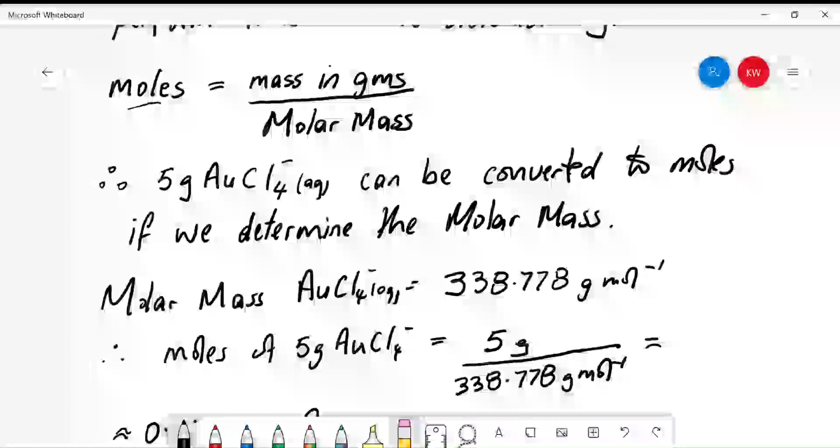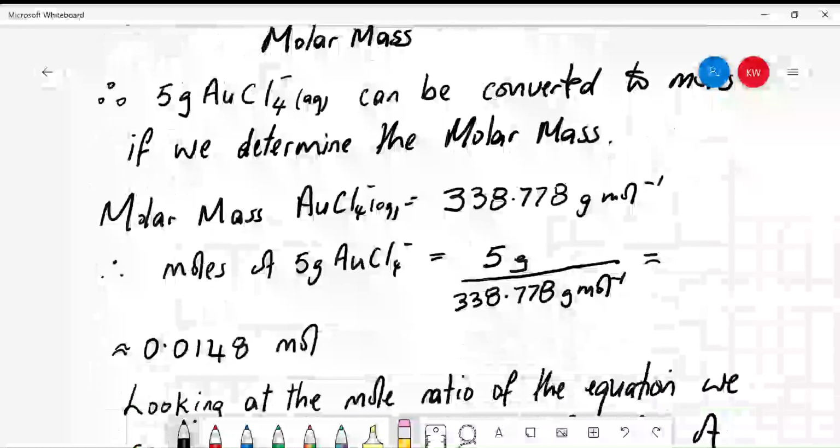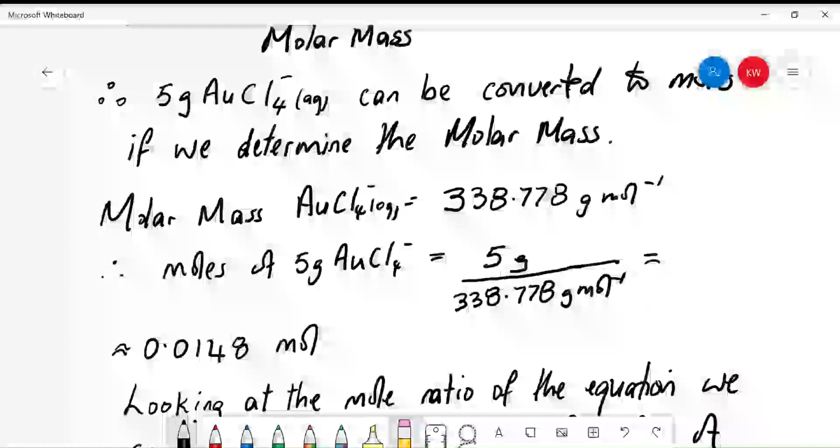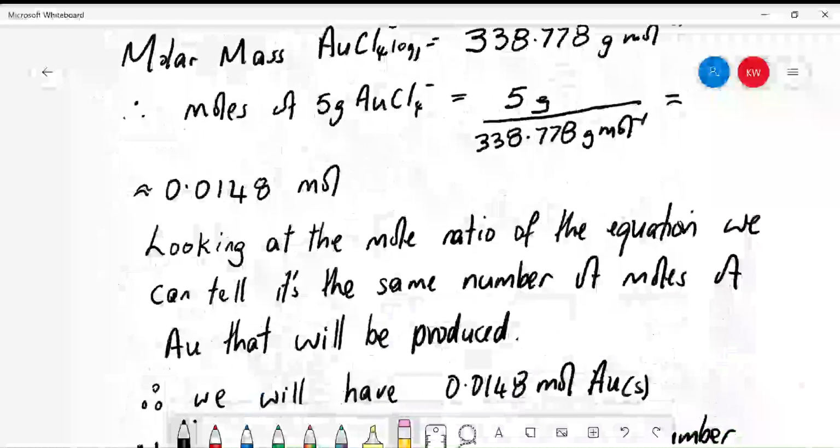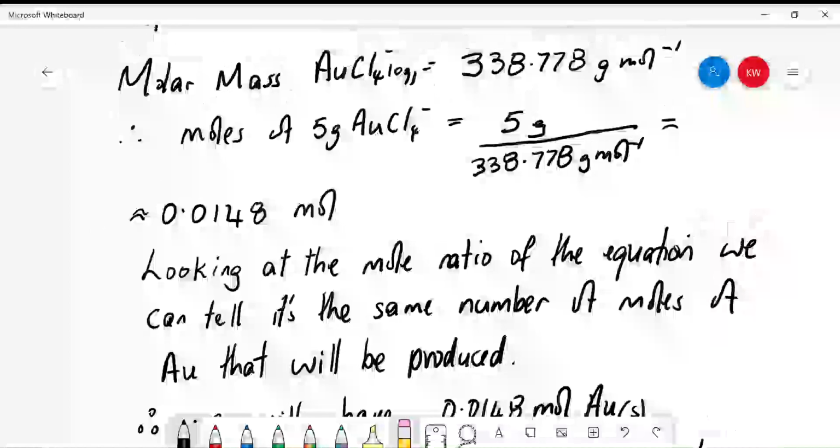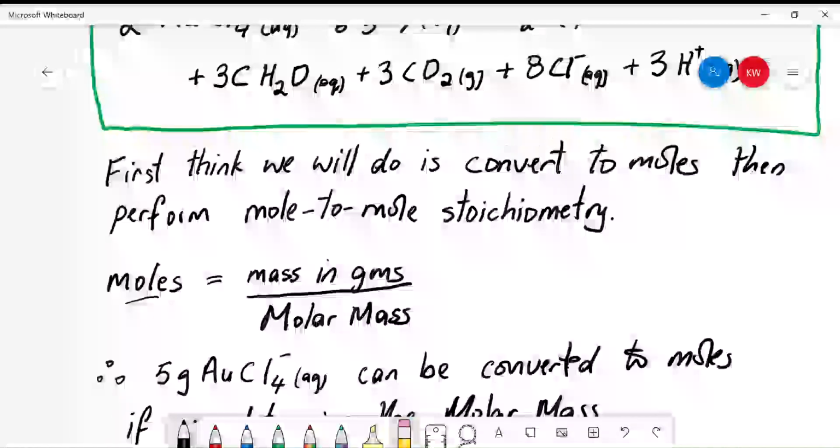Now, number of moles again is equal to mass in grams over molar mass. So we started out with 5 grams. So it's going to be 5 grams over 338.778 grams per mole, and you're going to get approximately 0.0148 moles. So we know that the 5 grams of tetrachloride is equivalent to 0.0148 moles. So looking at the mole ratio for the equation, we can tell it's the same number of moles of gold that will be produced. So let's take a look at this equation.